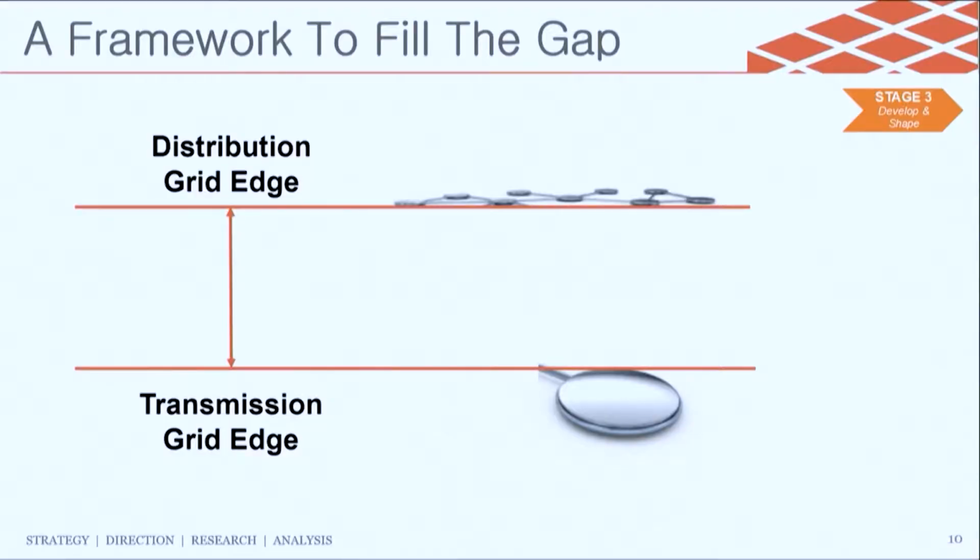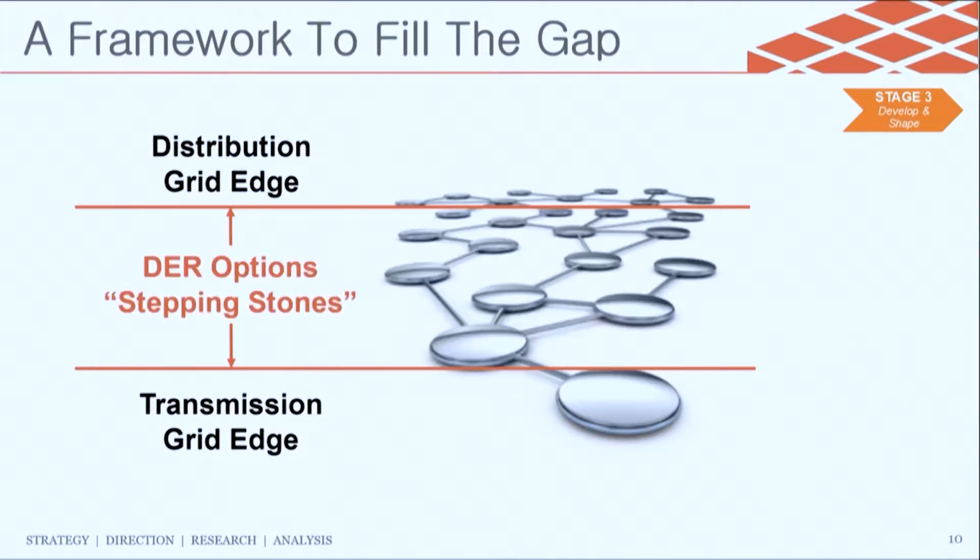So when we start going into what this framework looks like, from the transmission grid edge, which is where the distribution system starts and the transmission system ends, utilities pretty much have a good handle on this. But on the distribution grid edge, this is where the competition is coming from. So how do you fill this gap? And this is what I call the DER stepping stones. And it's really not only how do you do it, but who's going to fill the gap? Is it going to come from the market side, or is it going to come from the utility-led side?